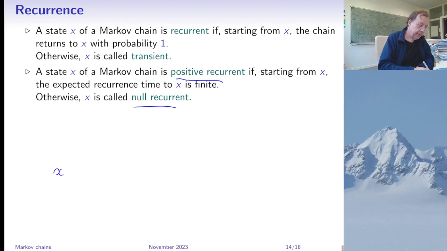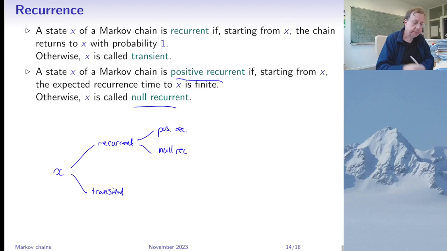So to summarize, I have the following options. X can be recurrent, or it can be transient. And if it is recurrent, there are two more subcases: it can be positive recurrent, or it can be null recurrent. So these are the three possible things that can happen for a state X.